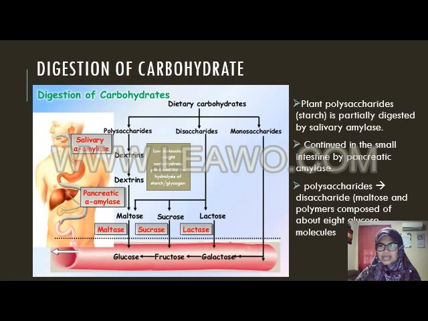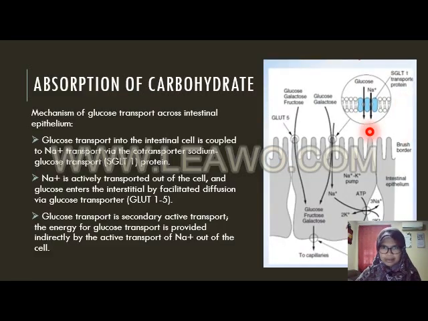At the cellular level, if looking at this diagram, imagine this is the lumen where the digestion is taking place, in which carbohydrate is converted into the simplest forms, either glucose, galactose, or fructose. So there is a brush border of microvilli, and here glucose is transported into the intestinal cell, coupled to sodium transport via the sodium-glucose transporter, the SGLT1 protein. So basically this is the protein channel or protein transporter.